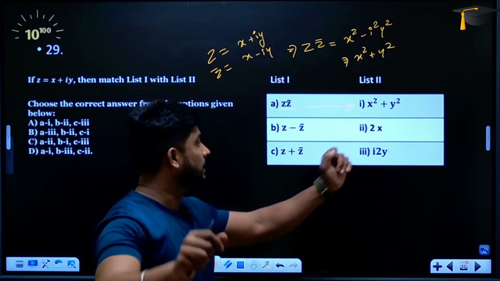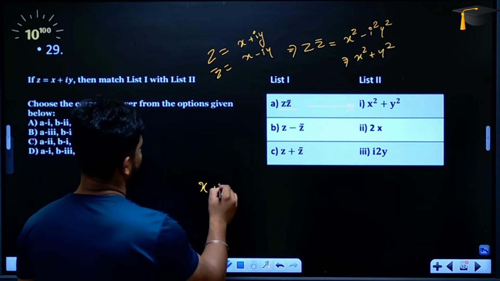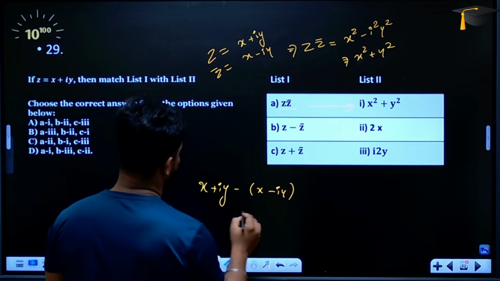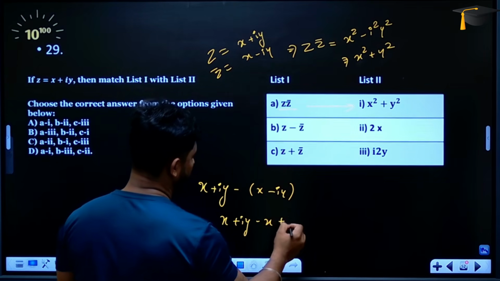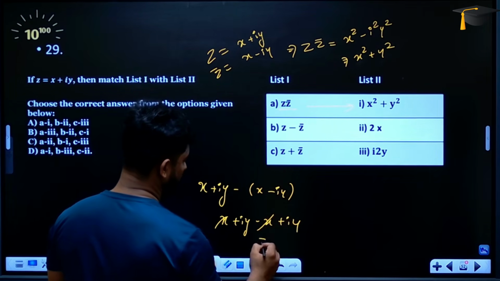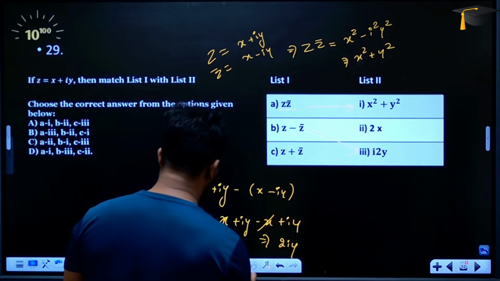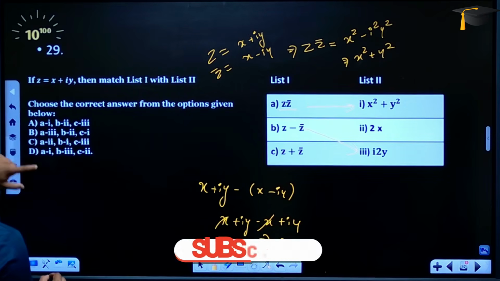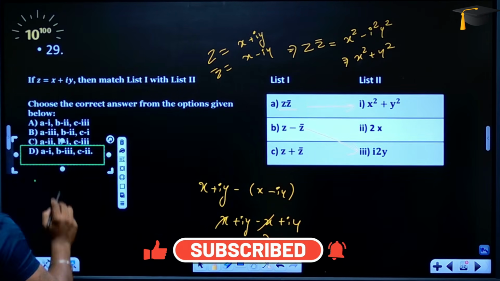Don't get confused. Next is Z minus Z bar. So Z is X plus IY minus X minus IY. If you solve this, X plus IY minus X plus IY, right? So this cancels. So this becomes 2IY, correct? This is the answer. So we get A1, B3. Yes, option D. Option D is the right answer.